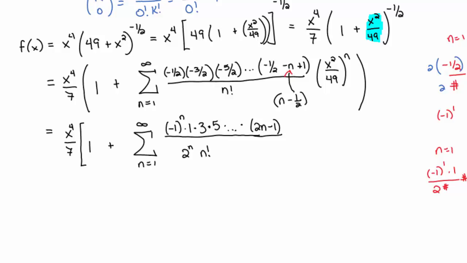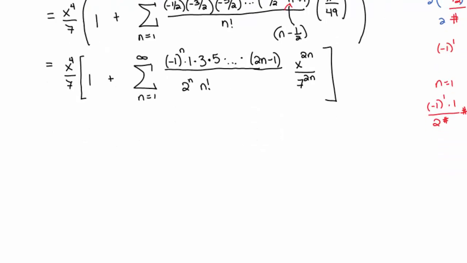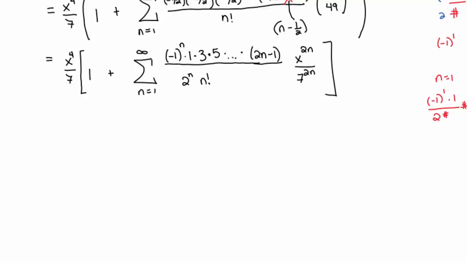And then let's see, I got everything else there, and I might as well just do this as x to the 2n up here, and this is 49 to the nth, which is 7 squared to the nth, which is 7 to the 2n. I'm just doing it that way because I just want to. And so, I should probably close off this parenthesis. And so in the end, if you distribute that x to the 4th over 7 into both terms, you get x to the 4th over 7 times 1 plus, and then I will pull this x to the 4th into this summation. Summation starting at 1 and going to infinity.